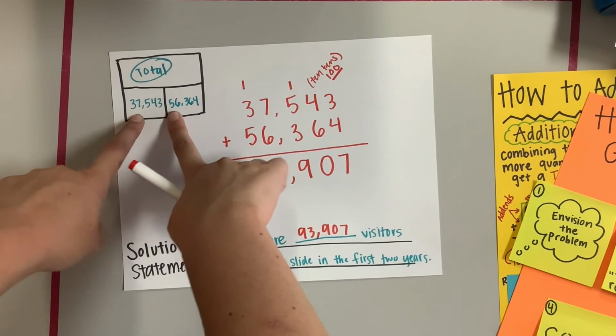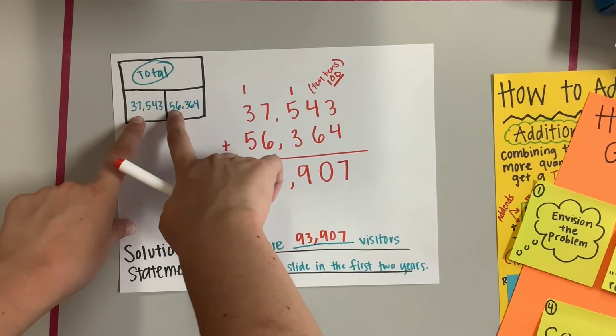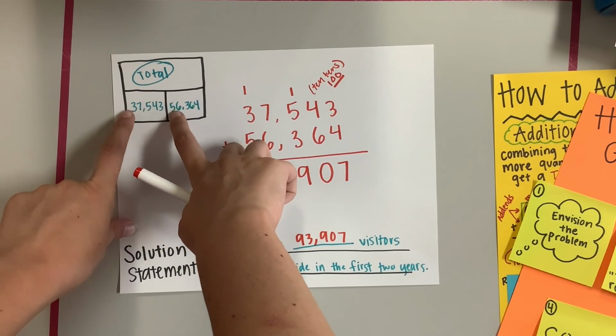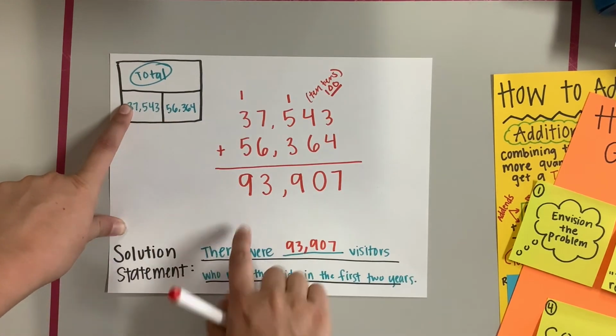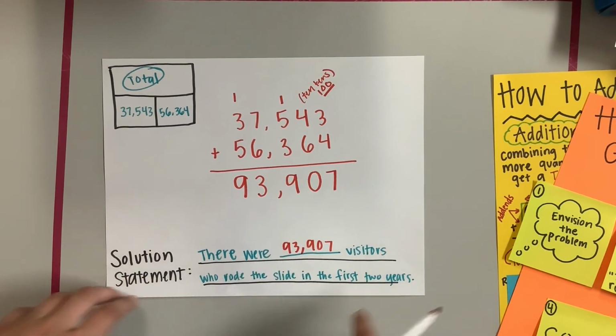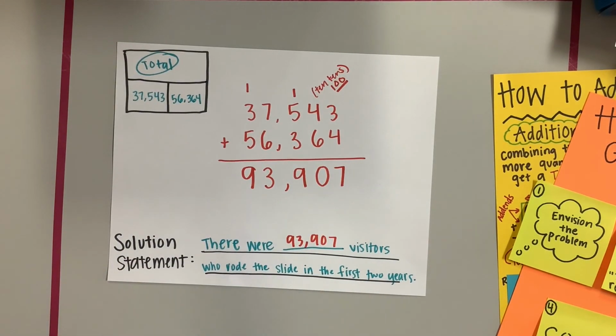I combine these numbers, 56,000, 37,000. That rounds to about 60,000, about 40,000. So that puts us right at about 100,000. We're right under that. So I think that's a pretty reasonable, fair answer.